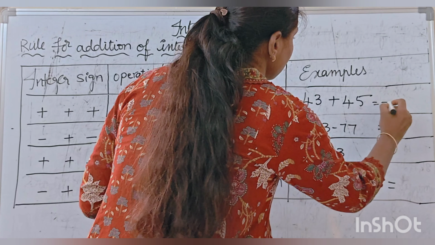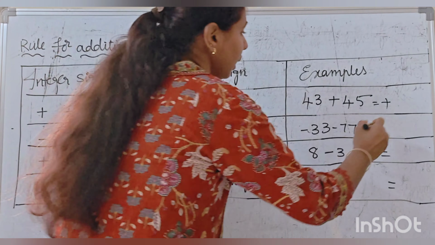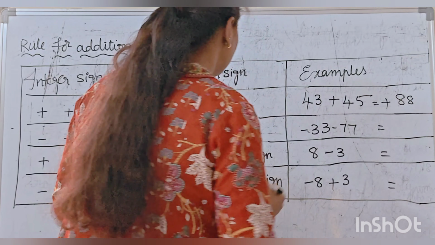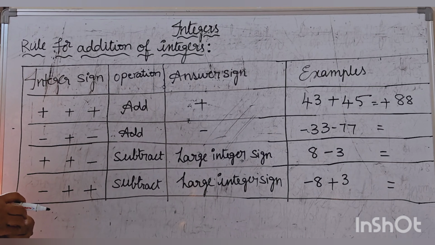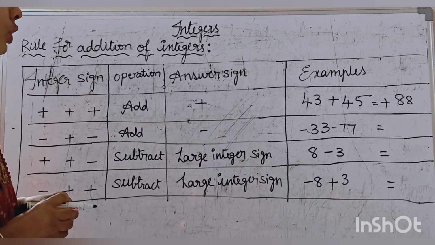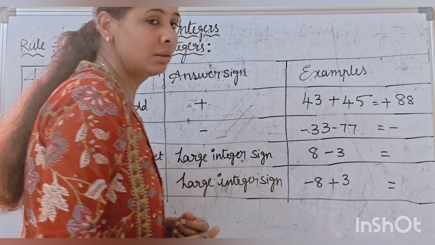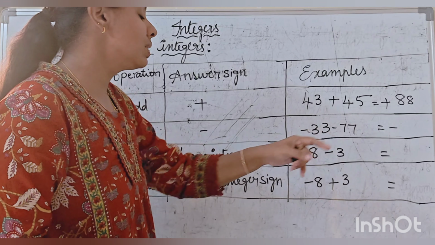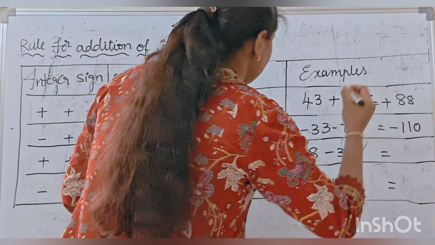So plus 43 plus 45, how much? 88. Right. Now next, you see two integers, both having a negative sign. What do we do? We go for addition, but the resulting answer sign is minus, right? So the resulting answer is negative. Minus 33 minus 77, how much? 110 is the answer, with a minus sign.